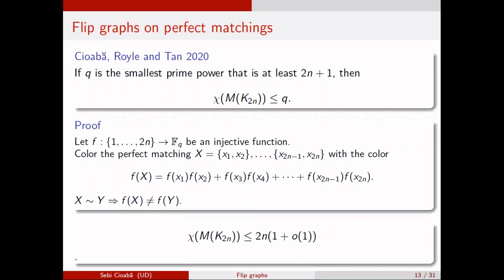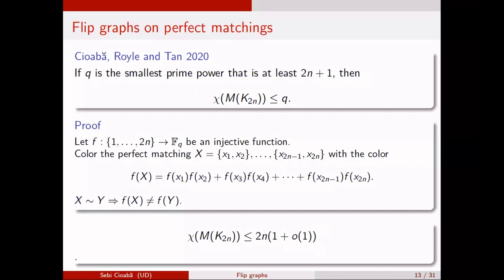And there's a coloring, I think, which is due, again, to Ron Graham and Neil Sloane, in which it's a coloring with n colors, where n is the size of the ground set, in which you color a subset by the sum of its entries modulo n. So that's in some sense what we did here, but we just had to live in a nice field. So we just take Q, the smallest prime power that's at least 2n plus 1, and then you take any injective function, you put your vertices 1 to n into this field F_Q. And if you have a perfect matching x1, x2 all the way to x_{2n-1}, x_{2n}, you color it by this function.